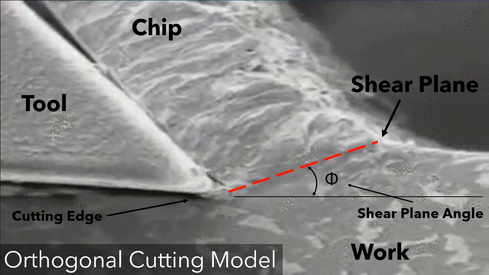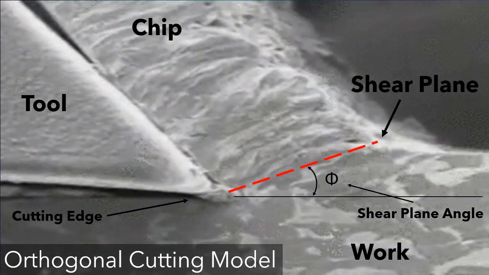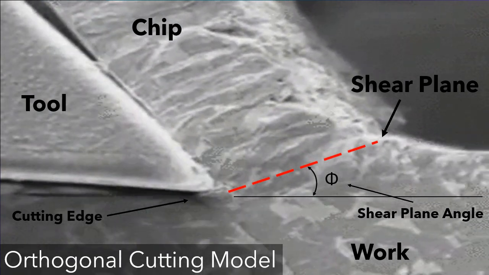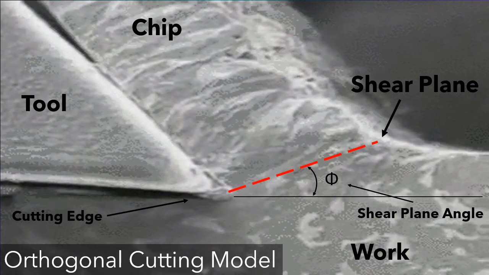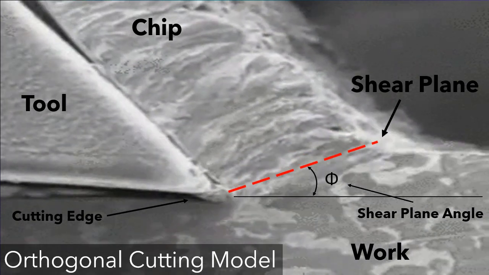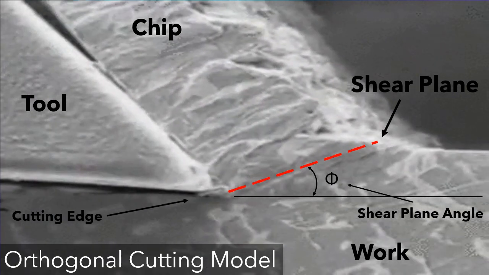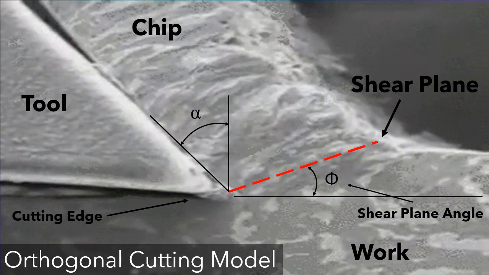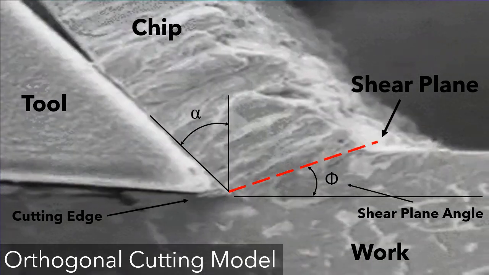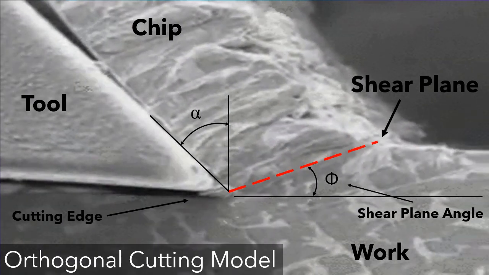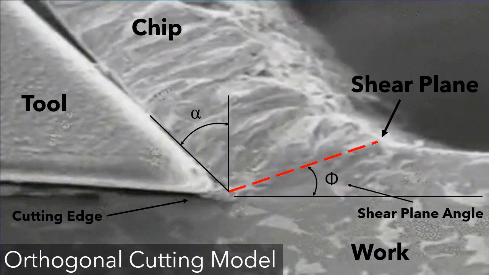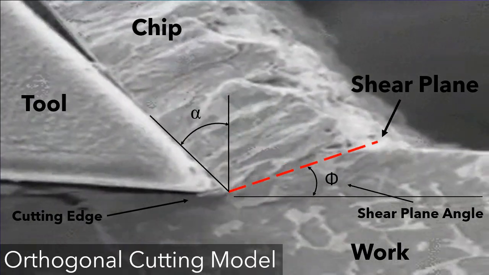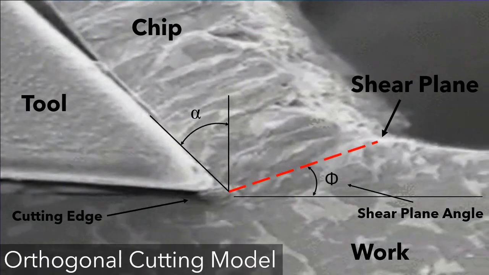Along the shear plane, where the bulk of the mechanical energy is consumed in machining, the material is plastically deformed. The tool in orthogonal cutting has only two elements of geometry. First, the rake angle, and second, the clearance angle. The rake angle alpha determines the direction the chip flows as it is formed from the work part. And the clearance angle provides a small clearance between the tool flank and the newly generated work surface.